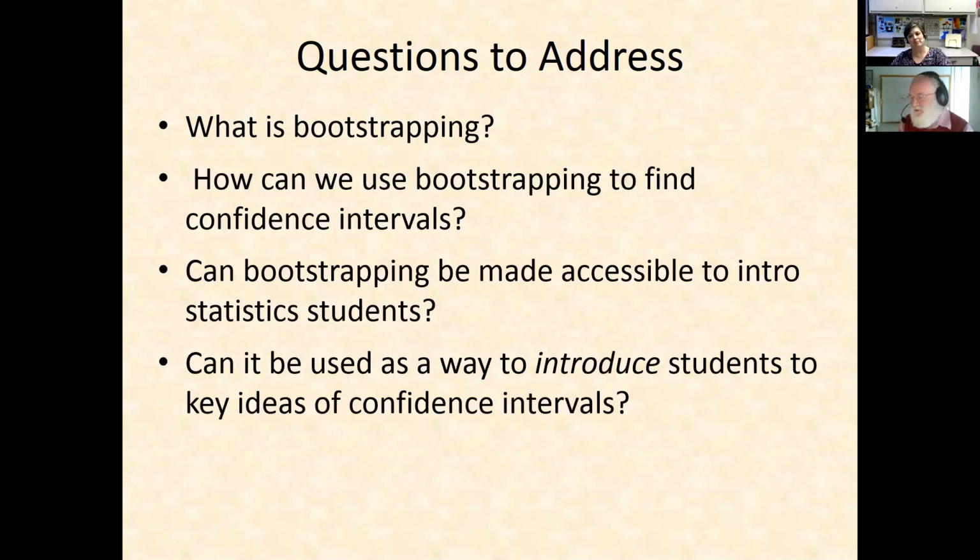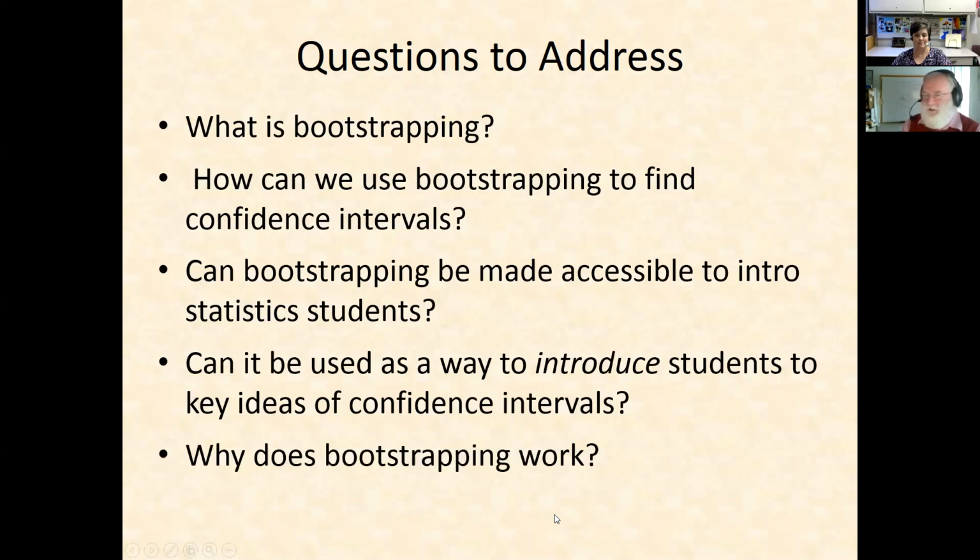Now, again, to use these sorts of methods, you don't necessarily have to totally redesign your course. It's something you could just put in as an example or two, spend a day or two on. You don't have to do the total rearrangement of your course, but it's interesting to think about using these as ways to introduce students to the ideas of confidence intervals rather than traditional methods.